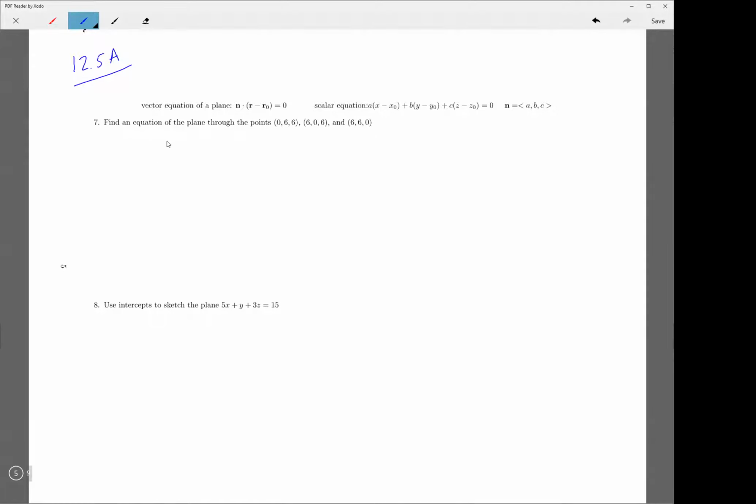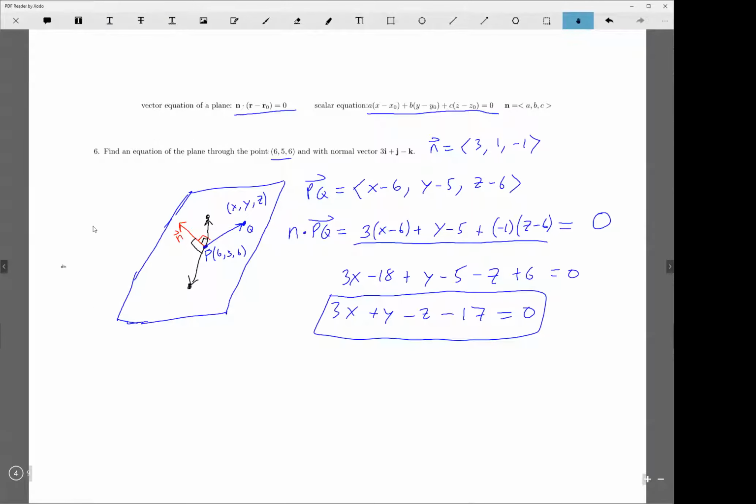And we're supposed to find the equation of the plane through these points: (0, 6, 6), (6, 0, 6), and (6, 6, 0). Okay, so last time we discussed a little bit how this works. So this is the vector equation of the plane, the scalar equation of the plane. And the idea is if you have a normal vector and a point on the plane, then you can use that to get the equation for the plane. The normal vector is where these A, B, and C come in. And then the point is where the x0, y0, z0 comes in.